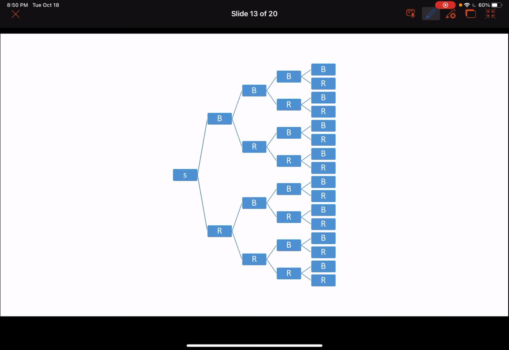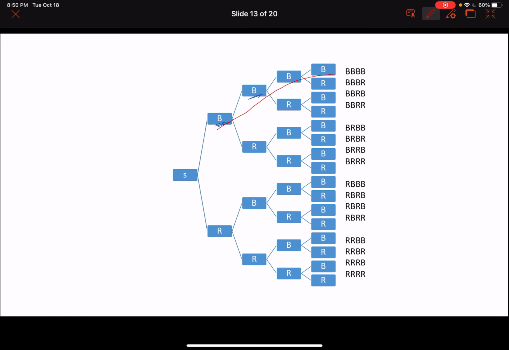And here it is. We have blue, blue. Let's change this to red. We have blue, blue, blue, red, blue. We have blue, blue, blue, red. And that's what that represents. Right? So red, blue, blue, blue. As you can see, we always go blue and red, blue, red, blue, red. Okay? So that's our probability tree.